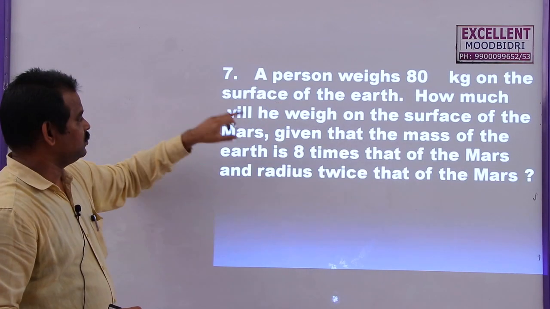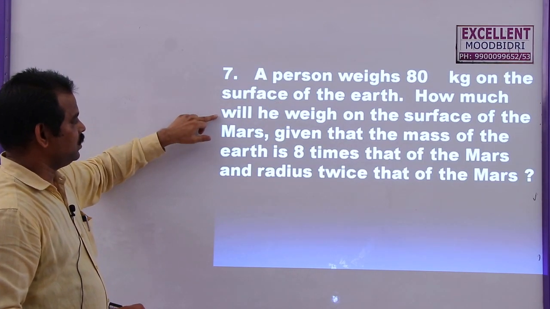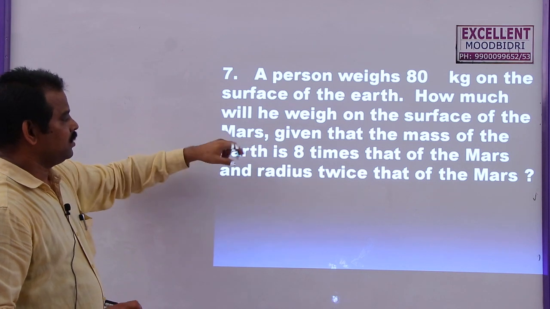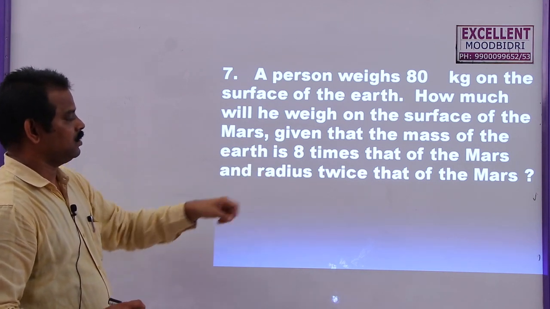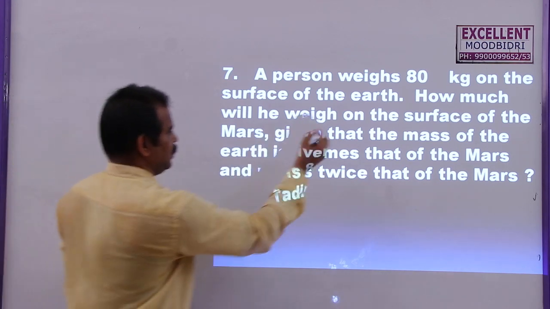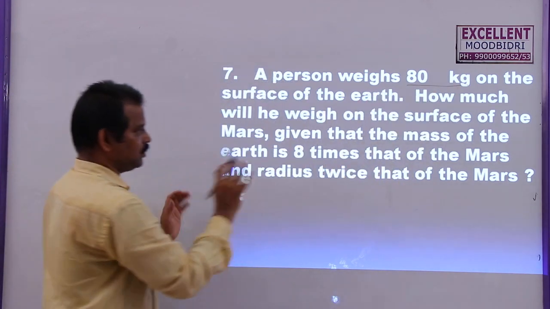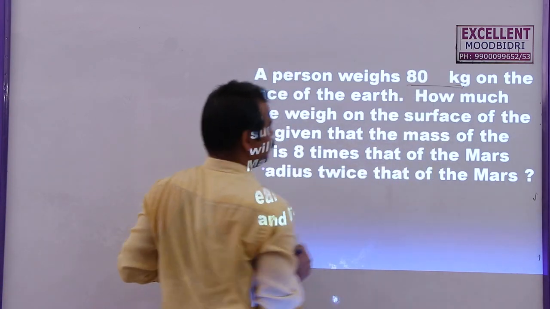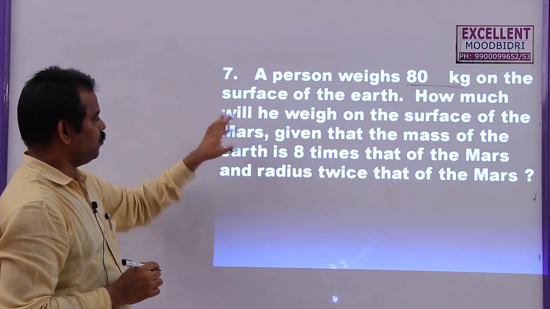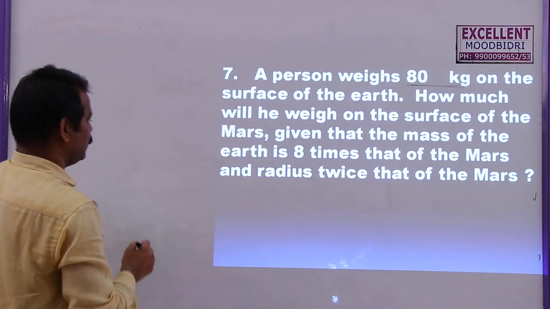A person has 80 kg on the surface of earth. How much will he weigh on the surface of the Mars? Given that the mass of the earth is 8 times that of the Mars and radius is twice that of Mars. Remember, this is 80 kg, actually this is not weight, but it is given as weight, so we take it as 80 newtons only on the surface of the earth. How much will he weigh on the surface of Mars?